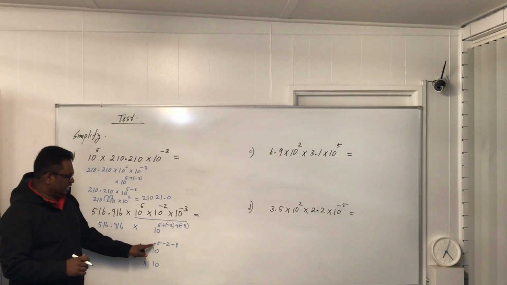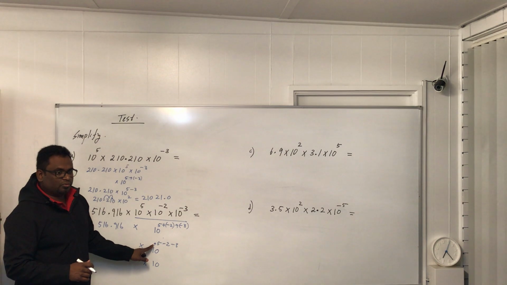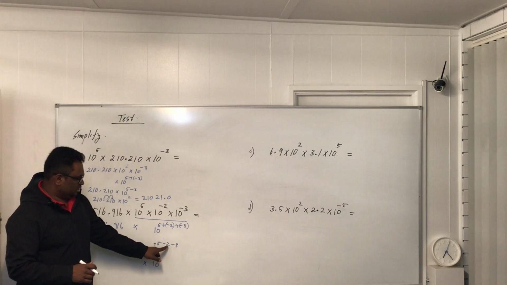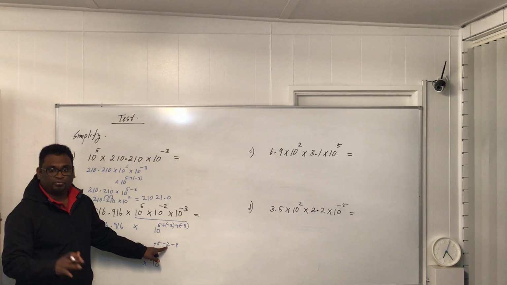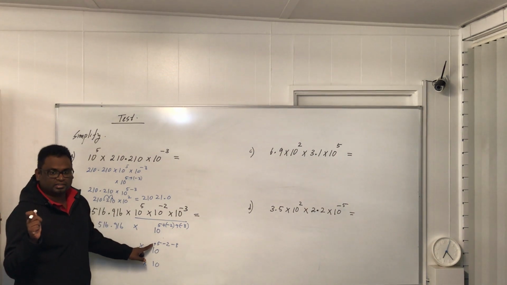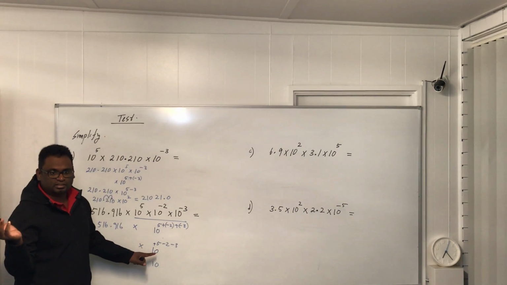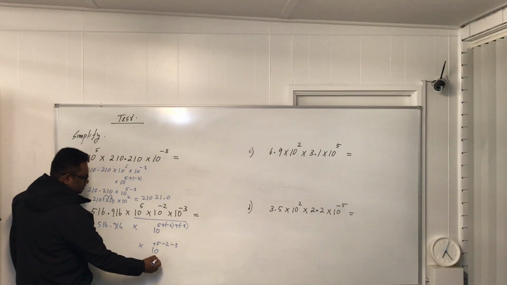Now what is the idea here? 5 friends, 2 enemies, 3 enemies. How many enemies are there? 5 enemies are there. How many friends are there? 5. They are killing each other. 0.